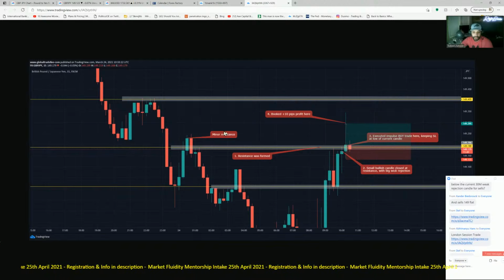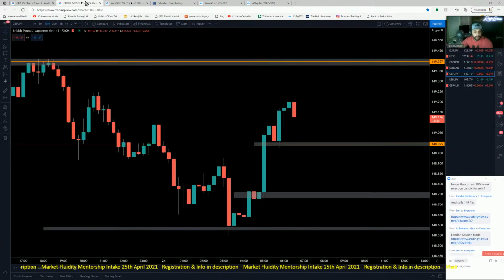15-minute time frame, executed impulse buy trade here, keeping stop loss. Booked 10 pips profit. Oh, nice, beautiful. Very nice. Good thing you secured profits, or otherwise you would have been in a bit of a drawdown over here. So that's pretty good. Securing profits comes number one.